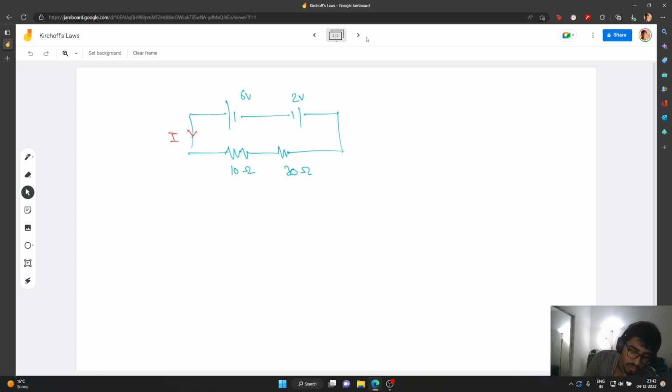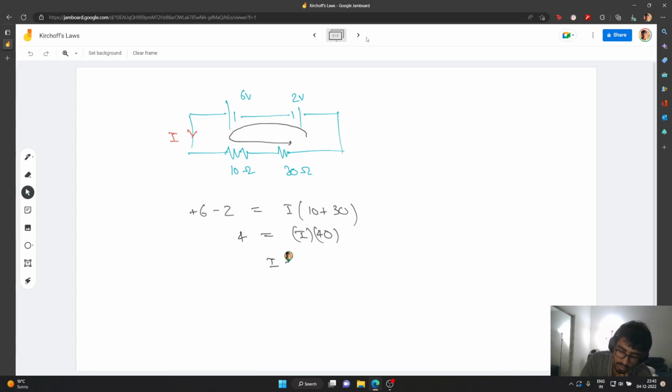Okay, so again, we try to move in a decided direction. We decide the direction to be anti-clockwise or clockwise, it does not matter. When we are moving in the same direction as the current, that's good. So we write all the EMF sources, that's plus 6 and minus 2, and that is eaten by I times 10 plus 30. I write it in this common way because the current through both of them is the same, and then you just solve it. 40 ohms, and this is also 4, so I will be equal to 0.1 ampere, right?